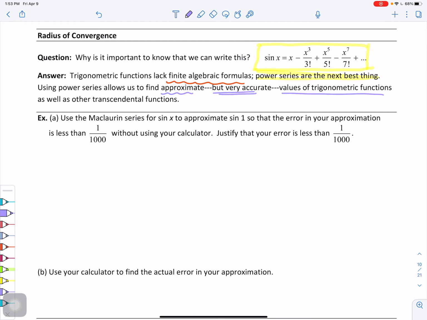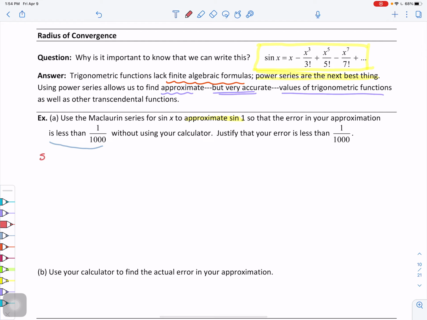Use the Maclaurin series for the sine of x to approximate the sine of 1 so that the error in your approximation is less than 1 over 1,000 without using your calculator. And then justify that your error is less than 1 over 1,000. Okay? So let's go ahead and give this a try.